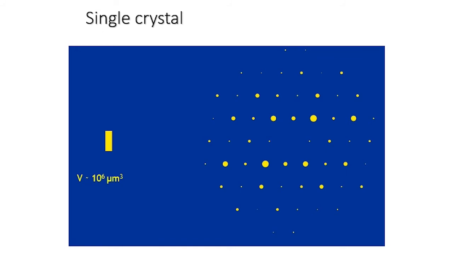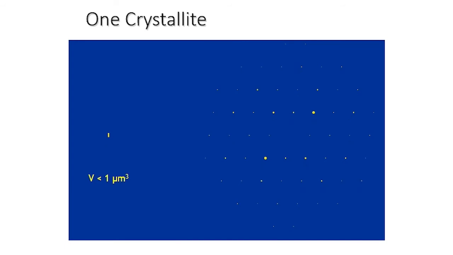But what if you can't grow a sample that's that large? Or maybe you have a thin film that has some crystallites in it. Well, let's pretend for a minute that you have just one small crystallite. In this case, the volume is only 1 micron cubed. You would see a similar pattern, but the intensity would be much weaker because we have less sample to diffract from.